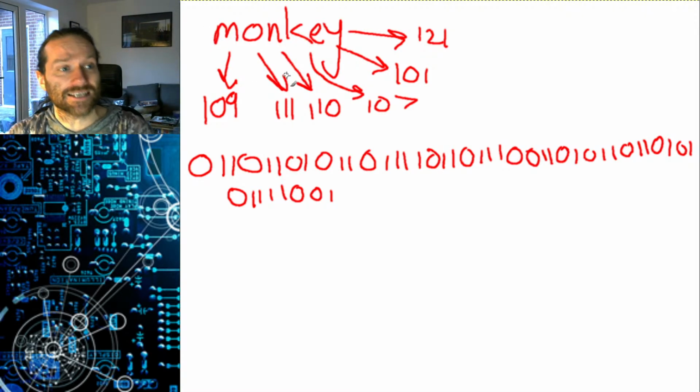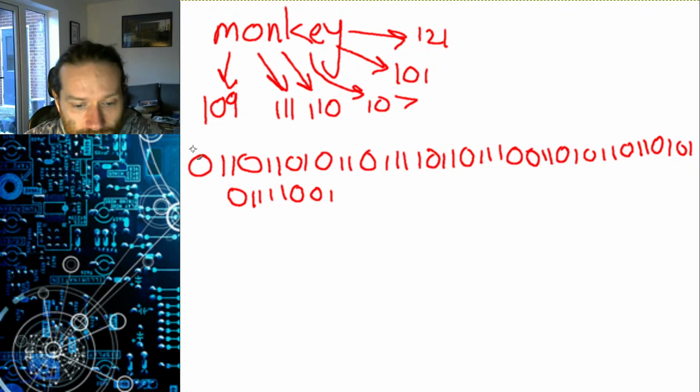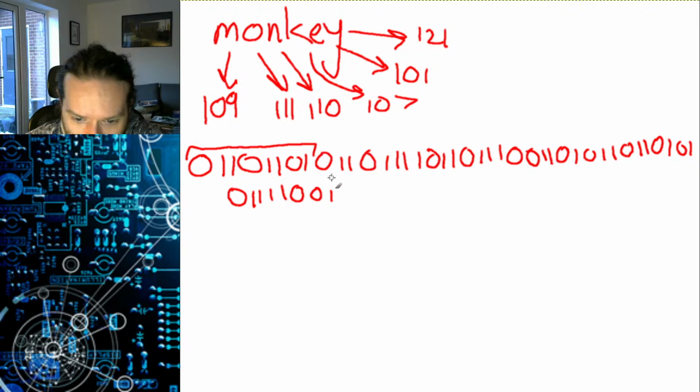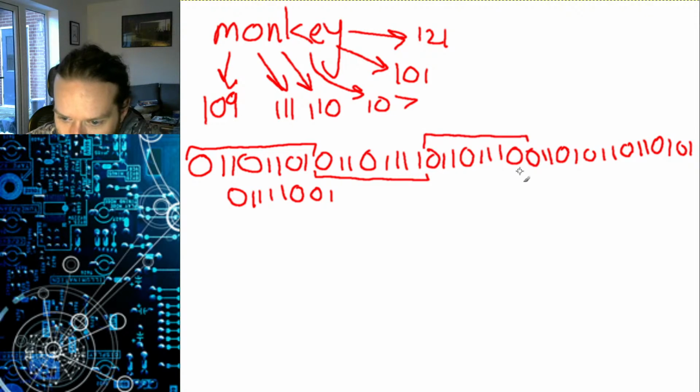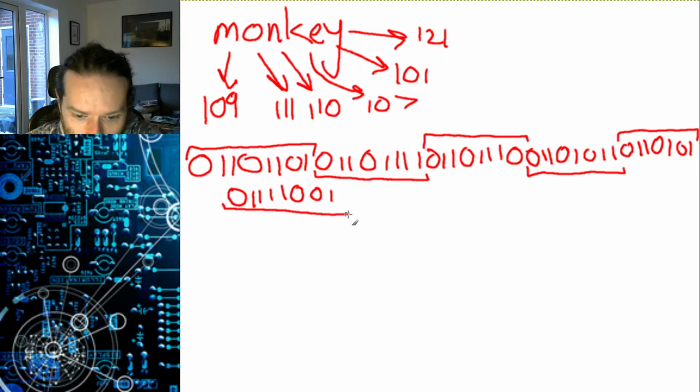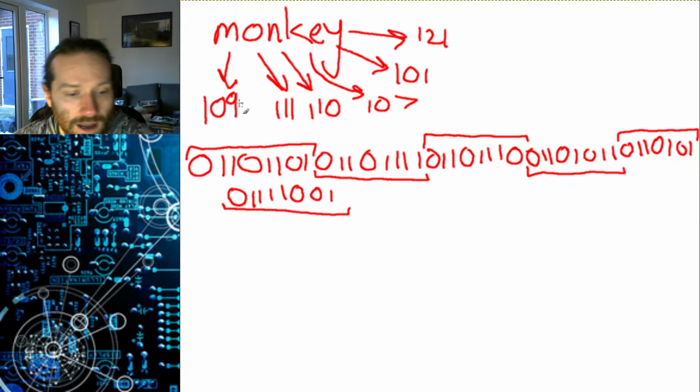And then obviously, if we were converting back, we'd split it into 8-bit segments. So here's 1, 2, 3, 4, 5, 6, 7, 8. There's our first letter. Here's our second letter. Here's our third letter. Here's our fourth letter. Here's our fifth letter. And here's our sixth letter. And all we would do is convert those binary numbers back to denary and look them up in the ASCII table to find out what they are.